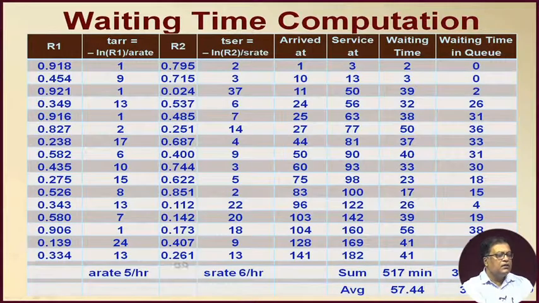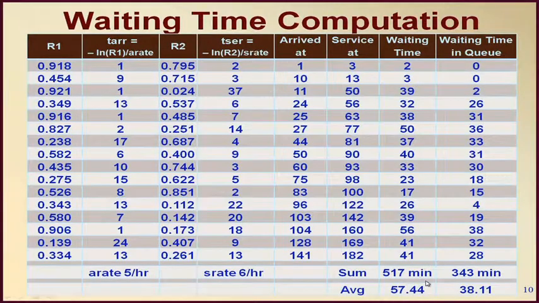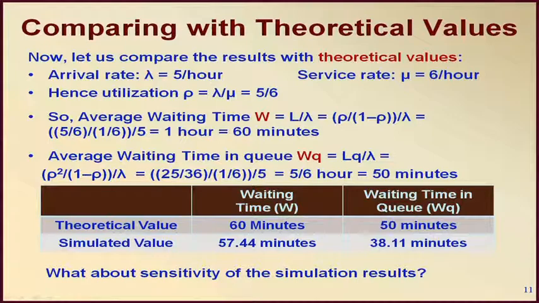All right. So, what happened then? For all these 16 customers, if you sum them up, you will get total waiting minutes 517, and total waiting time in the queue 343 minutes. And since there are 16 customers, you can divide by 16 and get an average waiting time of 57.44 and average waiting time in the queue of 38.11 minutes. So, this is how we can simulate these kinds of systems. Let us now look at how these values compare with the theory. Already in the queuing class we have understood how these calculations are to be done.